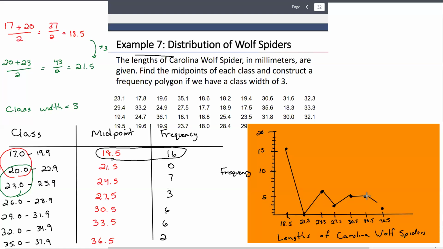There we go. So like I said, usually it's like that, but sometimes you'll see where they want to extend it out and make sure it touches the x-axis at where the next class would have been.